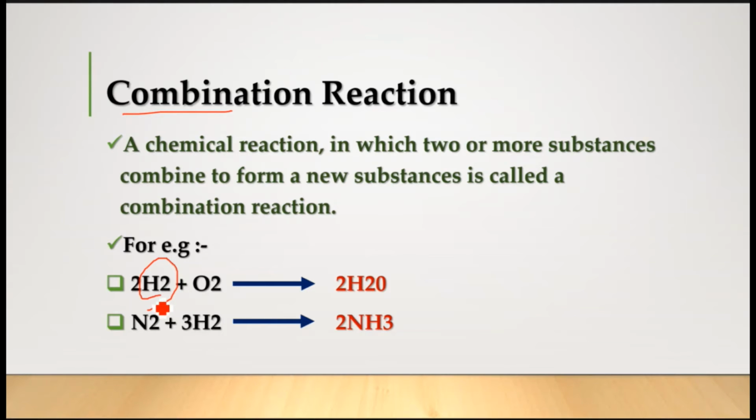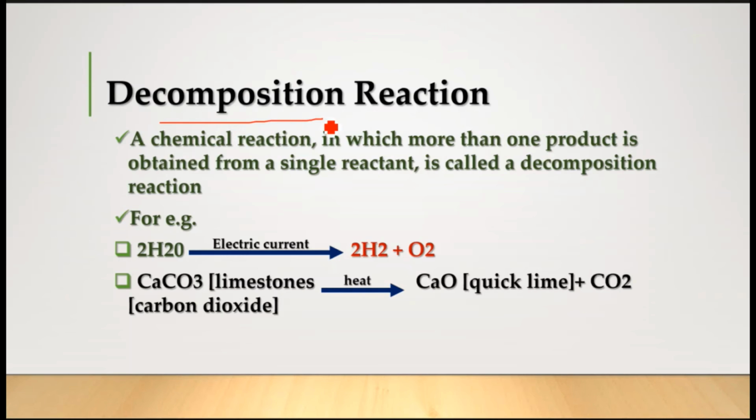So here hydrogen and oxygen form 2H2O. So this is a combination reaction. Decomposition reaction, a chemical reaction in which more than one product is obtained from a single reactant is called a decomposition reaction. Here the reactant is only one but the products are 2.